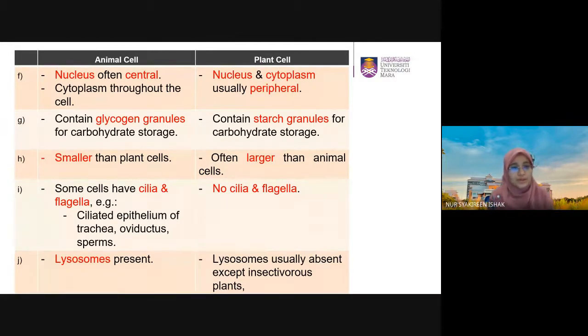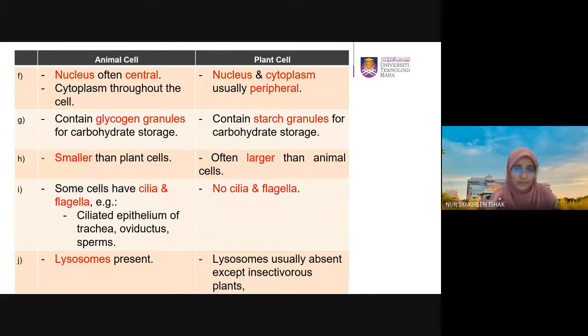Okay, so for animal cell, some have cilia and some have flagella. For example, ciliated epithelium of trachea, oviducts, and also sperm cell. So sperm cell have flagella. Dia nak kena berenang kan? Tapi kalau lining of trachea, they are lined with cilia. Okay, the function of cilia is to trap any contaminant, okay, from the air that you breathe in.